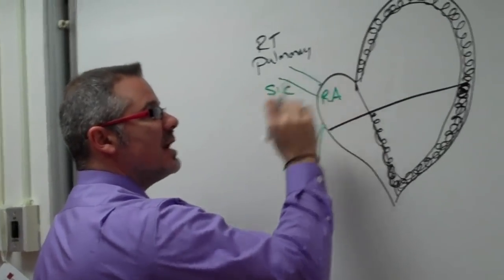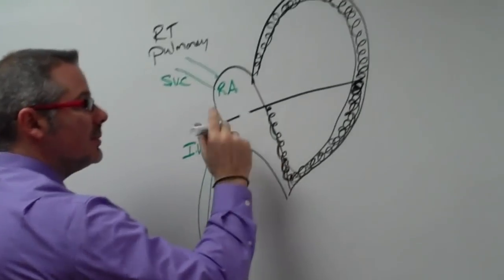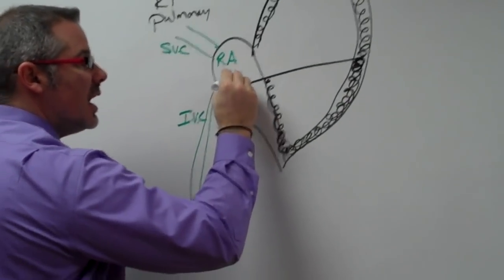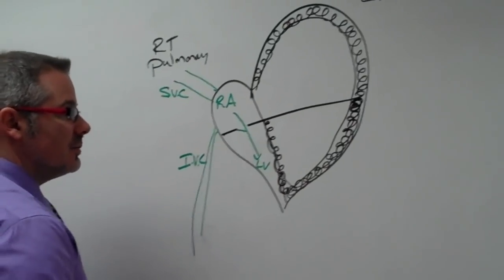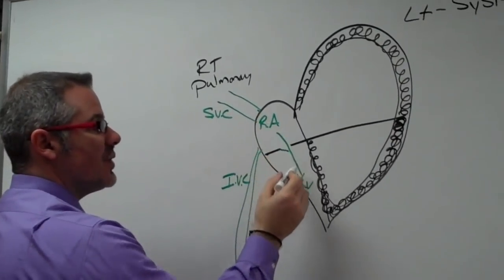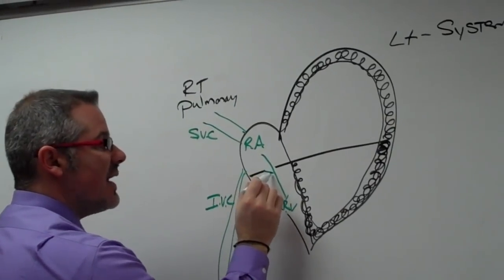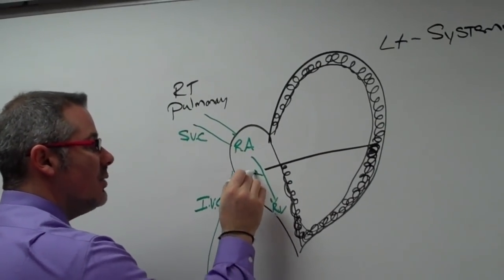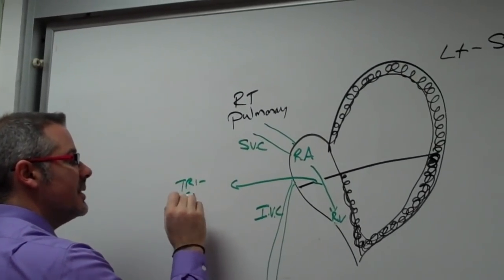The pressure builds up in that right atrium, and this valve is going to open up to allow blood to flow into your right ventricle. So from the right atrium, blood flows into the right ventricle by flowing through this valve. That valve is referred to as the tricuspid valve.